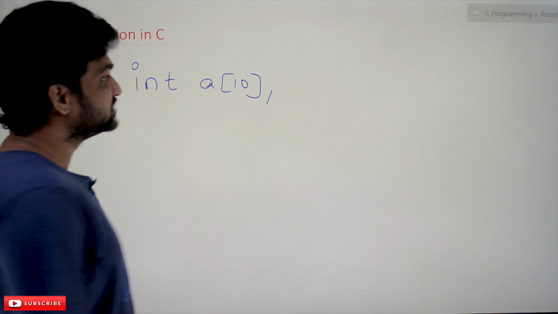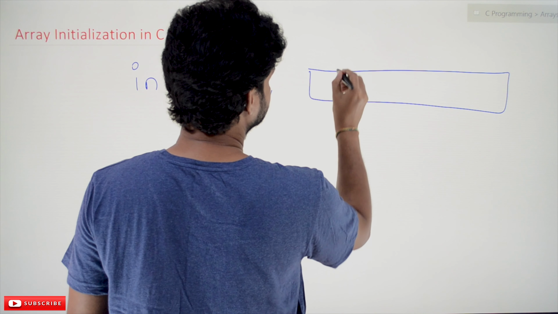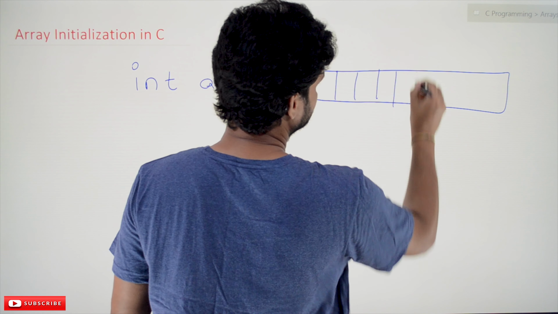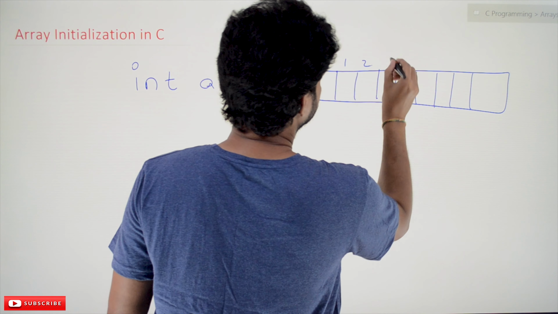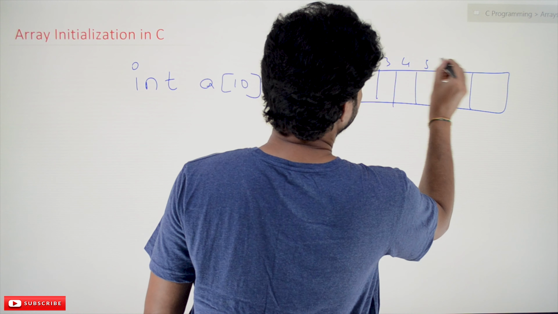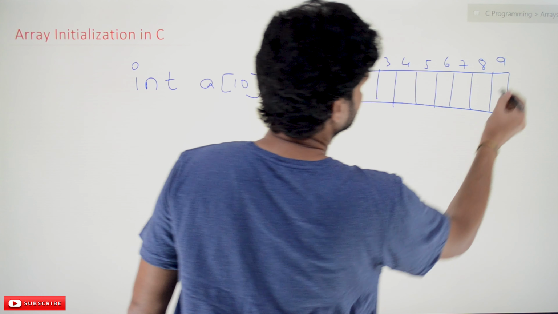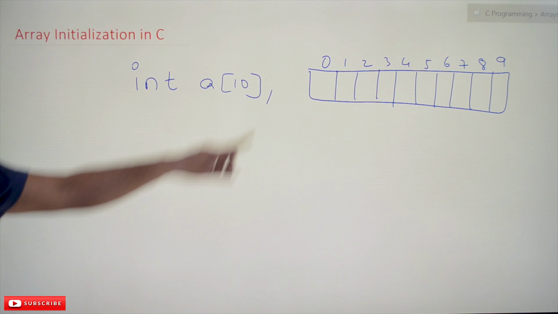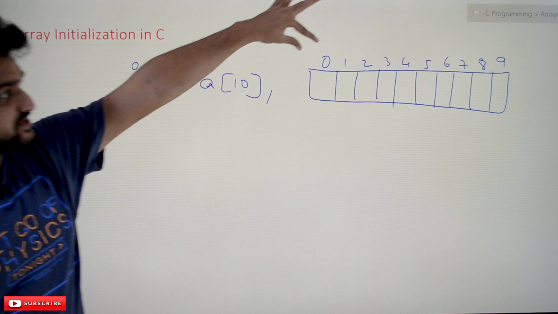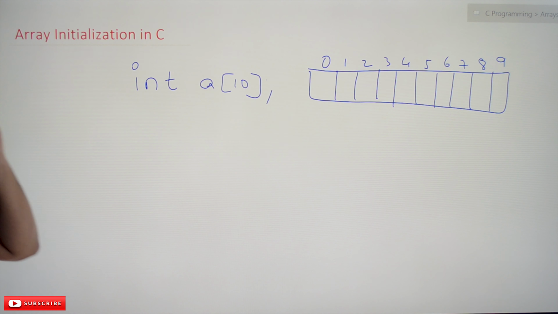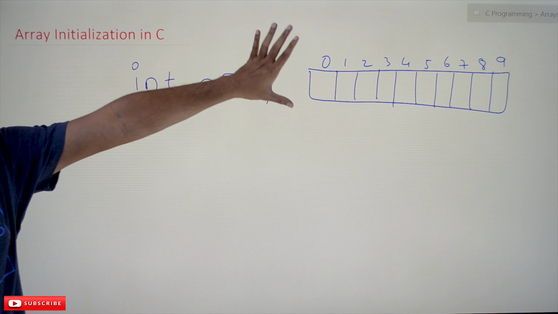In our previous class we also covered the visualization of an array. So let's take this visualization. This is an array of 10 elements and each element is indexed with a number, and this is what we call an index of an array. Now this is what the declaration of an array is.